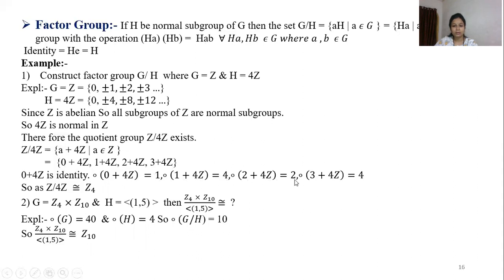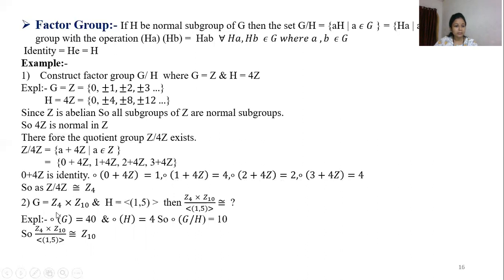2 + 4Z, its order is 2. 3 + 4Z, order is 4. Therefore, it has 4 elements: identity of order 1, 1 element of order 2, and 2 elements of order 4. Therefore, this is isomorphic to Z4.